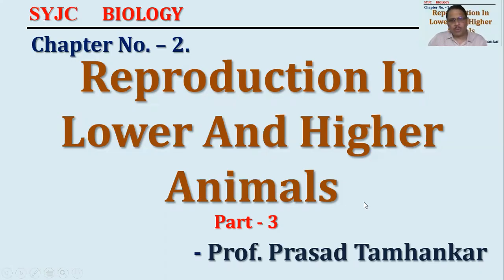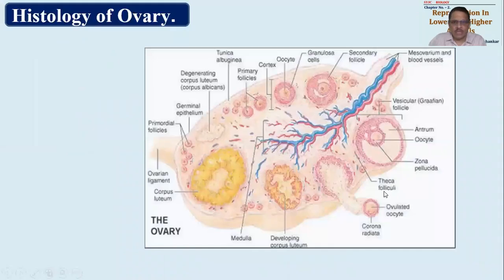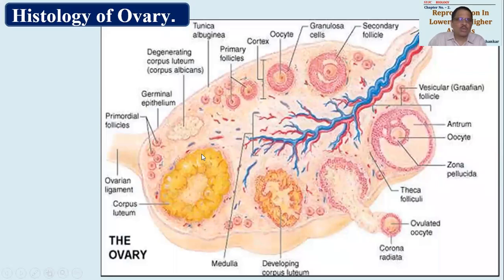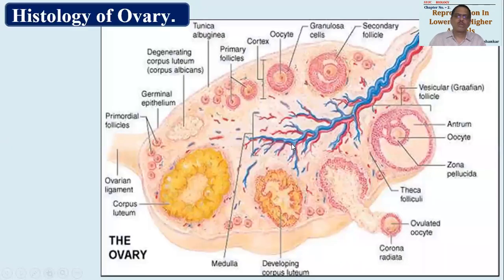So before proceeding to female reproductive system entirely, meaning the remaining part, we should revise something related to histology of ovary. Now, what is histology of ovary that I had told you? Histology actually is nothing but the microscopic structure. We can say microscopic structure of ovary will be called as histology of ovary.